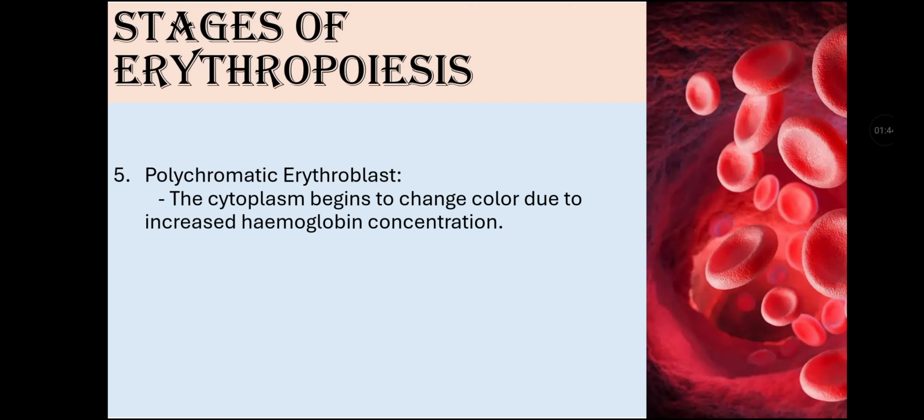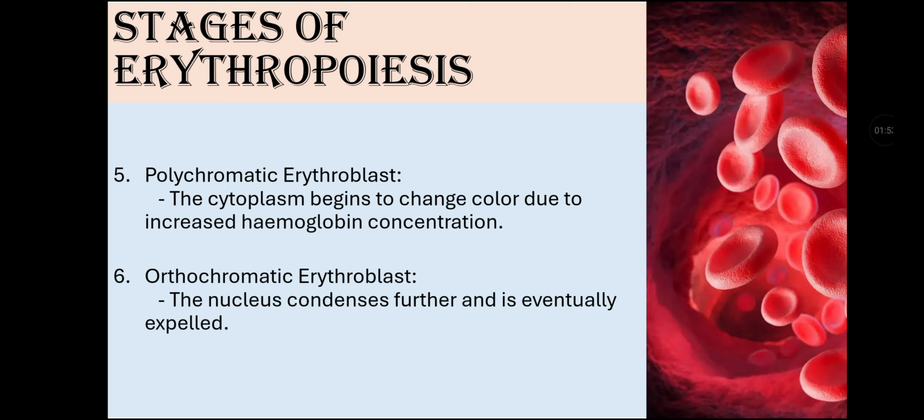Fifth stage is polychromatic erythroblast. In this stage, cytoplasm begins to change color due to increased hemoglobin concentration. And the sixth stage is orthochromatic erythroblast. In this stage, the nucleus condenses further and is eventually expelled.